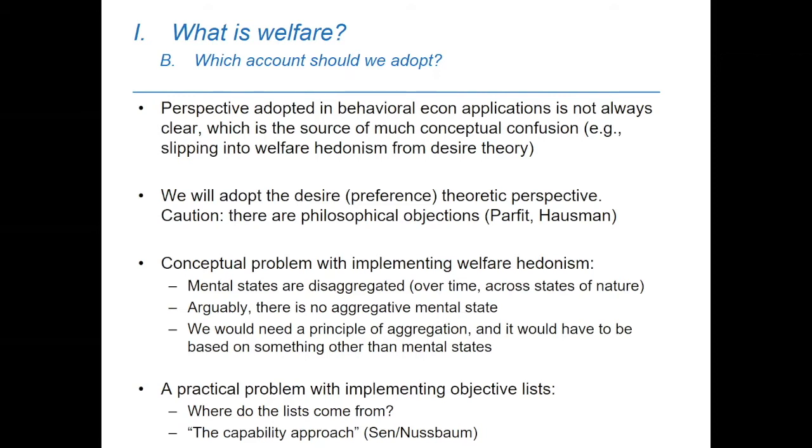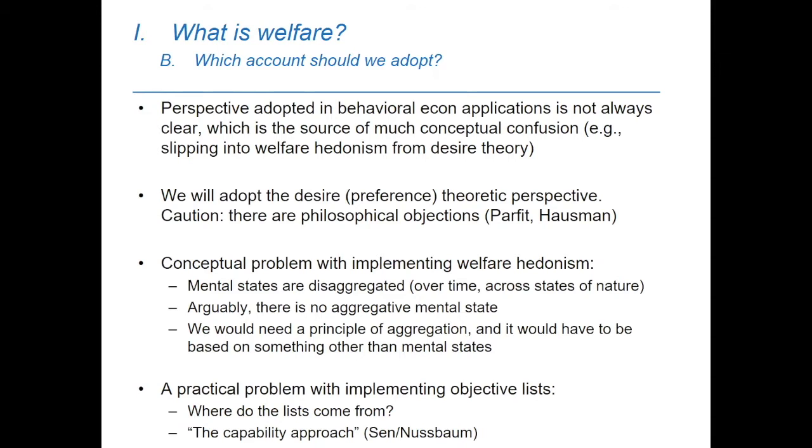In going down the desire theoretic path, we are turning away from the other two approaches. So let me say a few words about why. First of all, welfare hedonism. There are conceptual problems associated with implementing it. And I would describe the most important problems as follows. Mental states are disaggregated. They're disaggregated over time. We have different mental states at different points in time. They're disaggregated across states of nature. If there's uncertainty and different realizations, your mental states will be different according to which realization occurred.